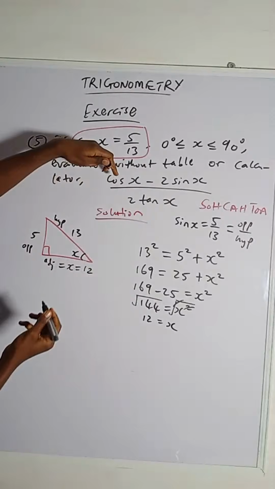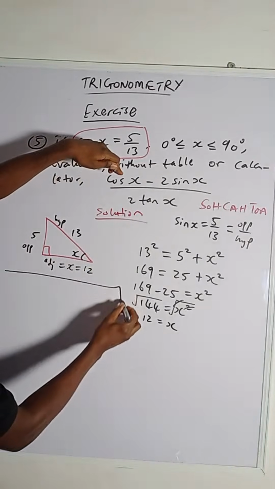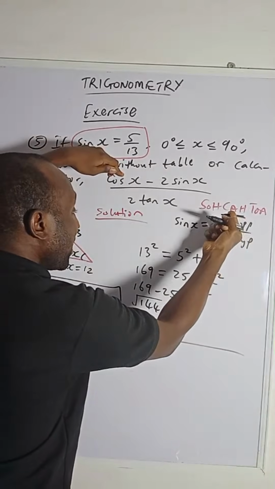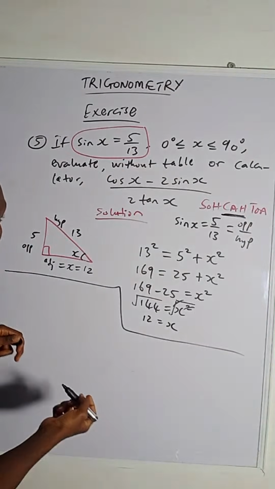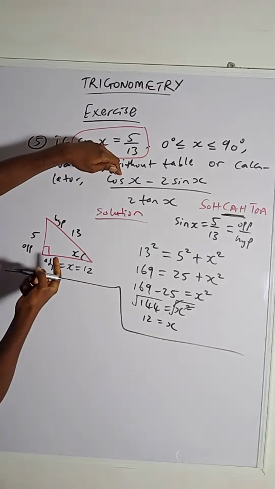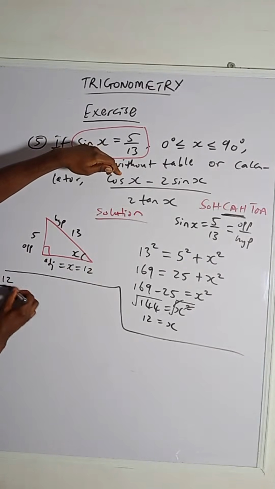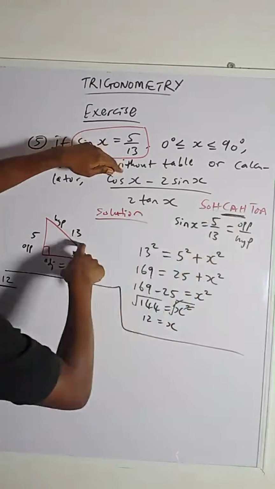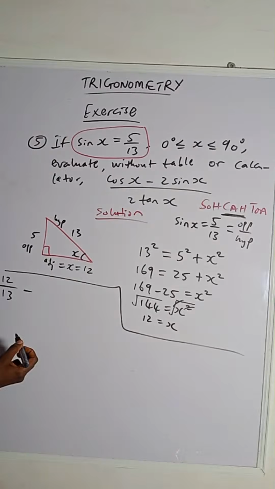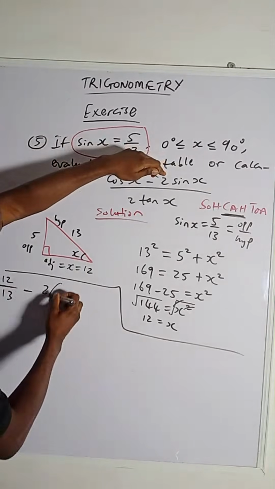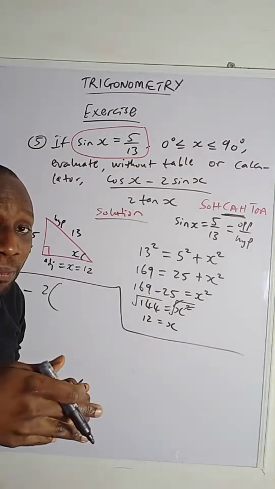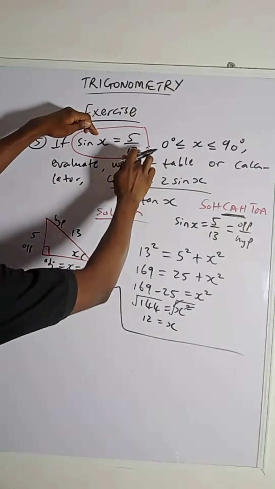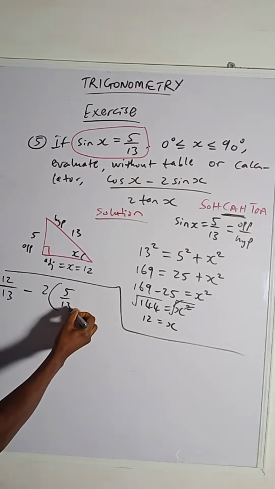So let's start with here now. Cos x is what? Cos x from SOHCAHTOA. See, cos is adjacent over hypotenuse. Adjacent is 12, so 12 over the hypotenuse, which is 13. Then minus 2 sine x. It means 2 times whatever sine x is. We already know what sine x is. It's 5 over 13. So 5 over 13, okay?